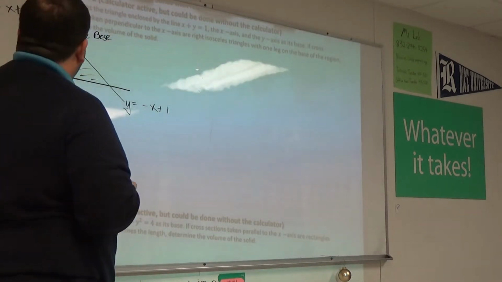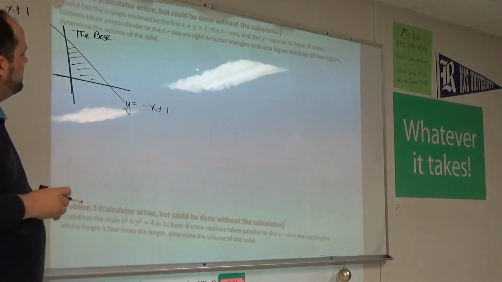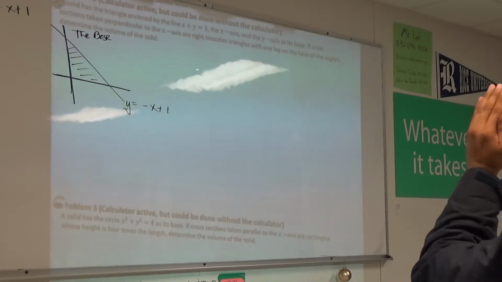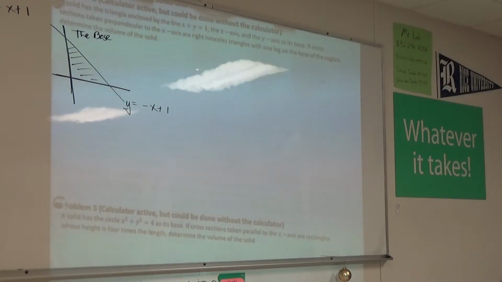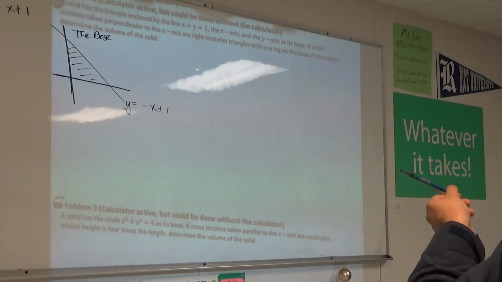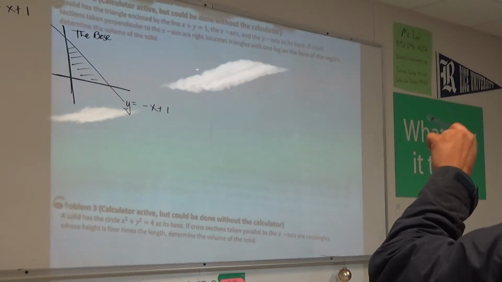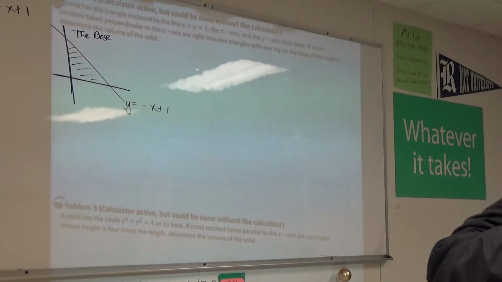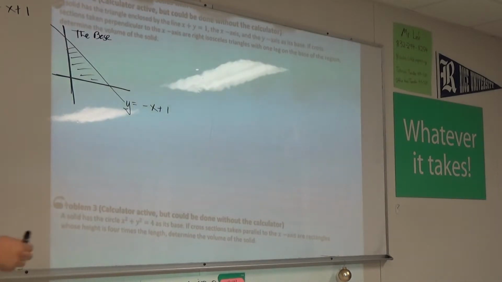There's the base. Cross-sections perpendicular to the x-axis are right isosceles triangles. Think about your slicing. Which way? Perpendicular to the x-axis, we're going this way. So what kind of integral? dx. It's dx, one of the easier ones. dx's are usually better than the dy's.